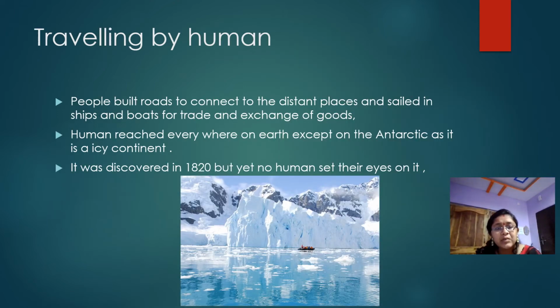Now we'll see what man has done by traveling. Now he has not restricted himself to one place. He wanted to travel to each and every place, wanted to know each and every bit of this biosphere. Okay. So what man did is he started constructing roads in order to connect distant places, and he sailed in ships and boats for trade and exchange of goods.